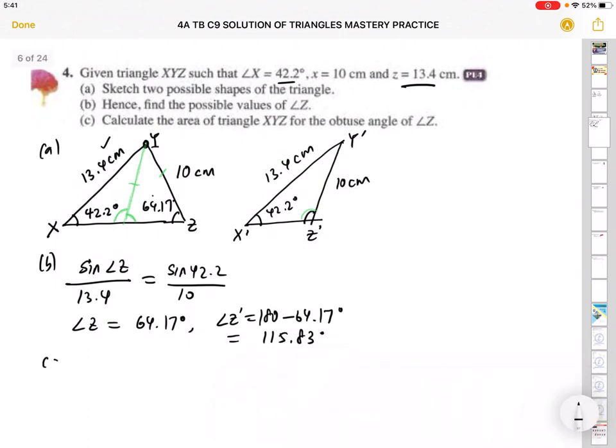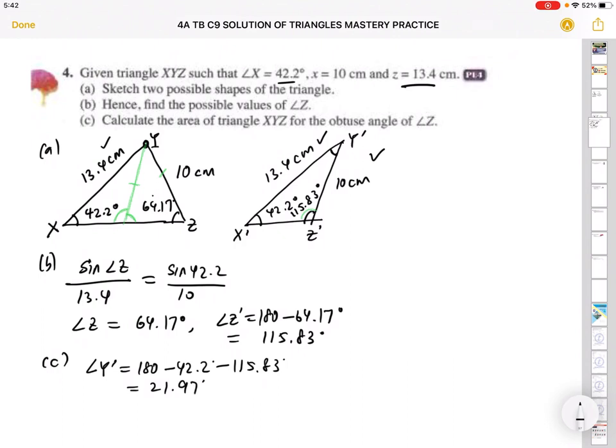C, calculate area of triangle xzy for the obtuse angle of z. Now obtuse angle means we're taking the second one. So we already know this is 115.83. To find area of triangle, I need the included angle because I have the length of two sides. Included angle is the angle in between two given sides. So angle y prime in this case is 180 minus 42.2 minus 115.83. This will give us 21.97.